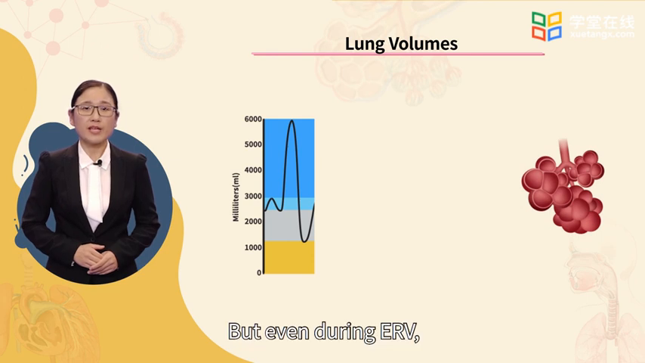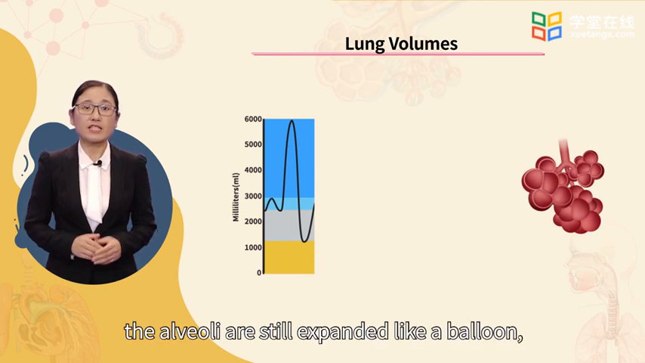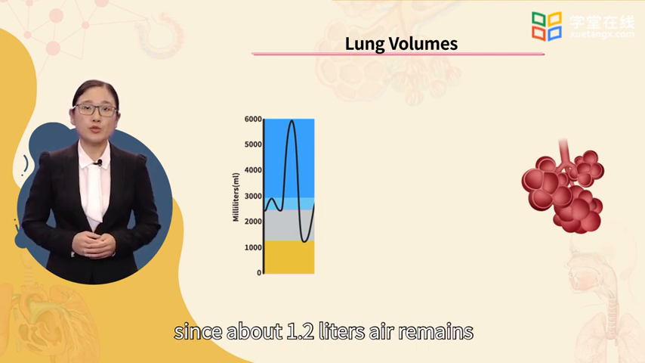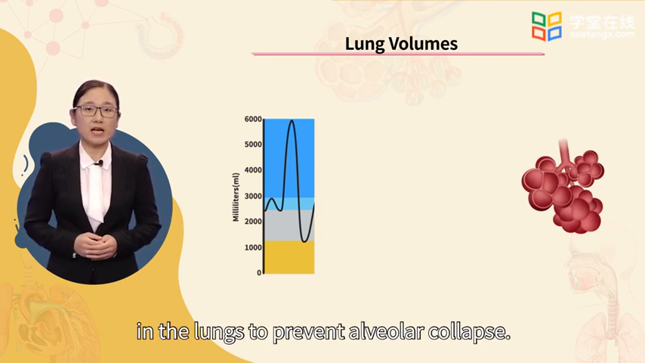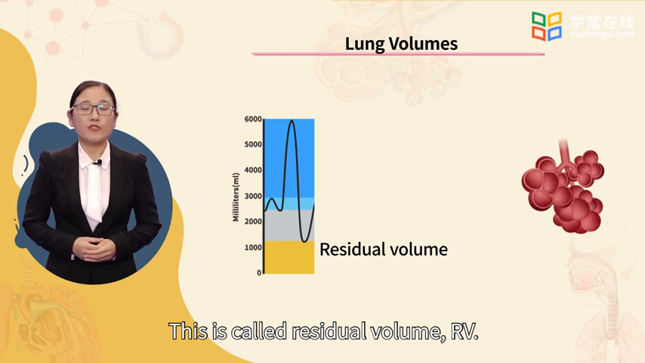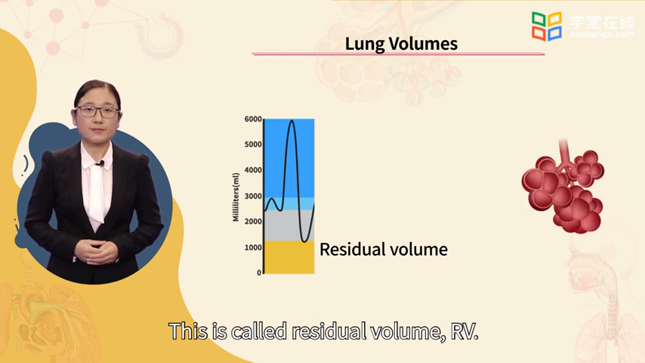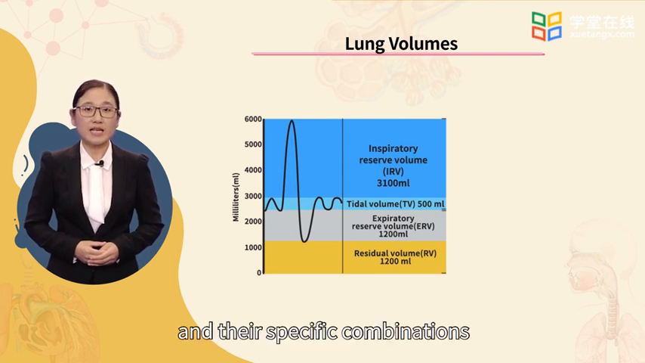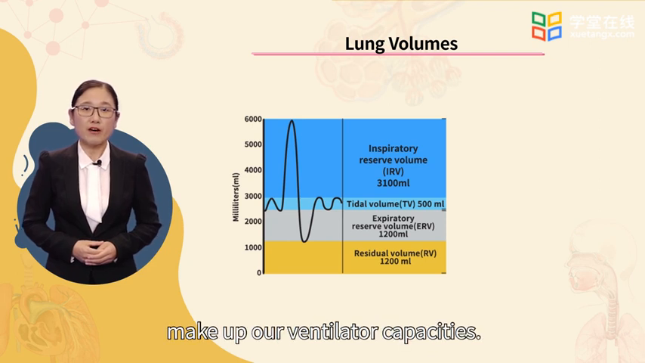But even during ERV, the alveoli are still expanded like a balloon, since about 1.2 liters of air remains in the lungs to prevent alveolar collapse. This is called residual volume, RV. So four respiratory volumes can be recorded, and their specific combinations make up our ventilatory capacities.